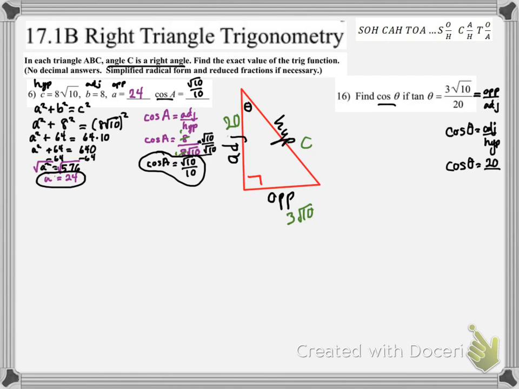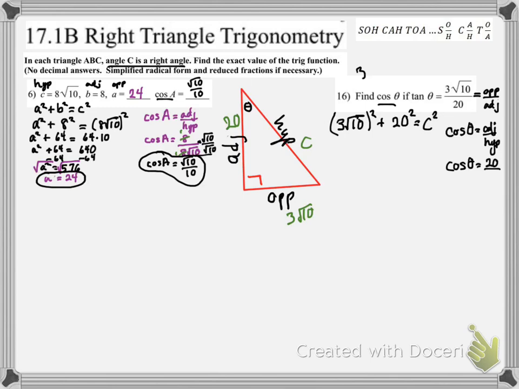I'm going to use Pythagorean theorem and find the missing side again. A squared plus b squared equals c squared. Opposite squared plus adjacent squared equals hypotenuse squared. So 3 root 10 squared plus 20 squared equals c squared.